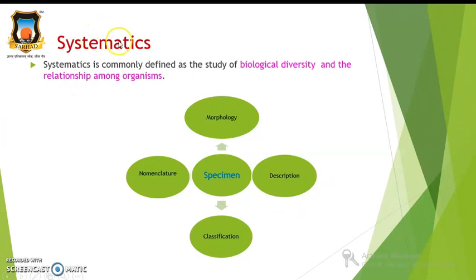Then the next point is systematics. Systematics is commonly defined as the study of biological diversity and the relationships among organisms. It is the comparative study of organisms, nomenclature, and classification. Systematics is the study of living organisms related to nomenclature, classification, description, and morphology of specimens. The word systematics was first used by Carolus Linnaeus in his book Systema Naturae. These are the introduction to plant taxonomy.